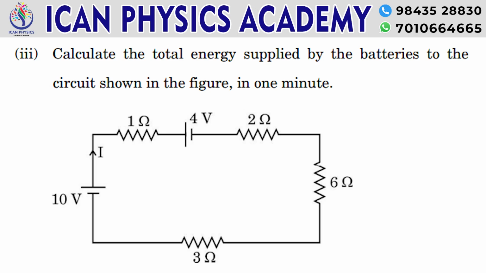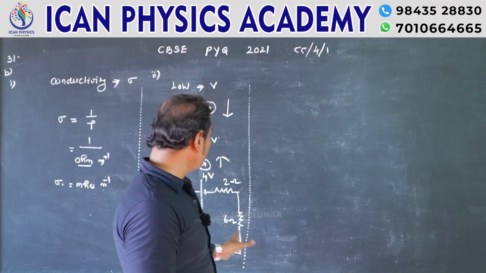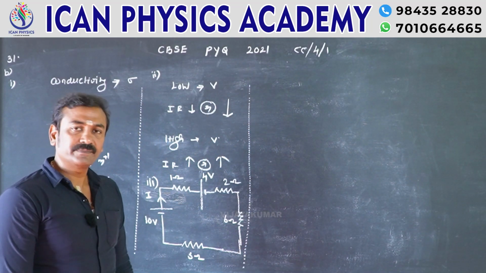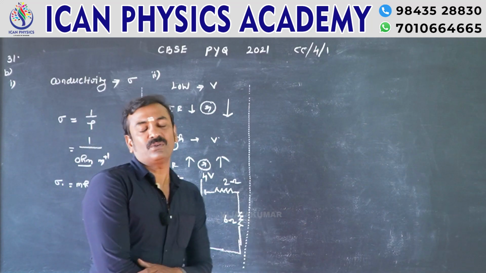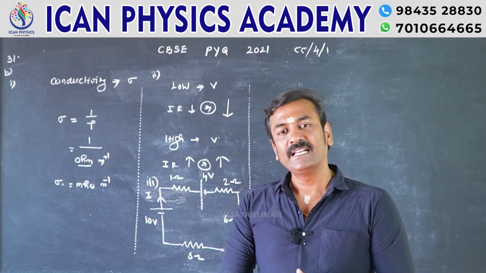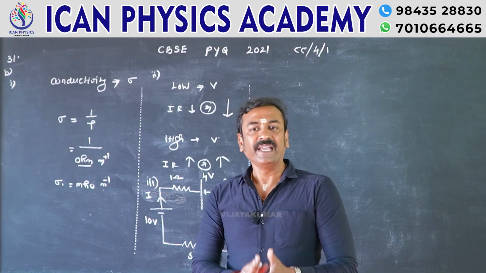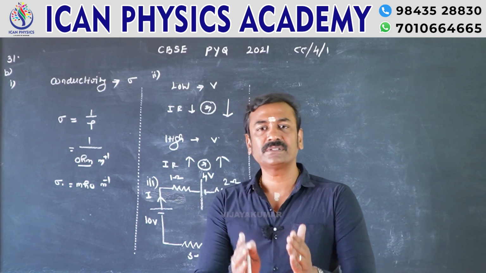Question number 31 B, third question. Calculate the total energy supplied by the batteries to the circuit shown in the figure in 1 minute. For this circuit, we are going to use Kirchhoff's voltage law. What is Kirchhoff's voltage law? The algebraic sum of the product of current and resistance in each part of any closed circuit is equal to the algebraic sum of EMF in that closed circuit.